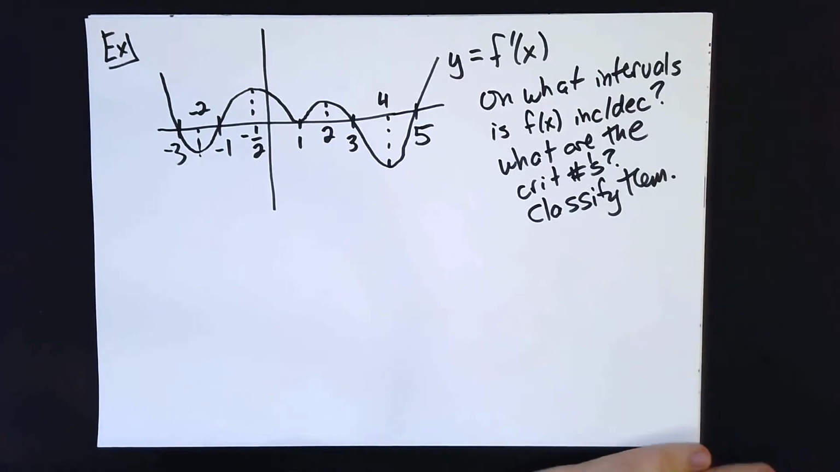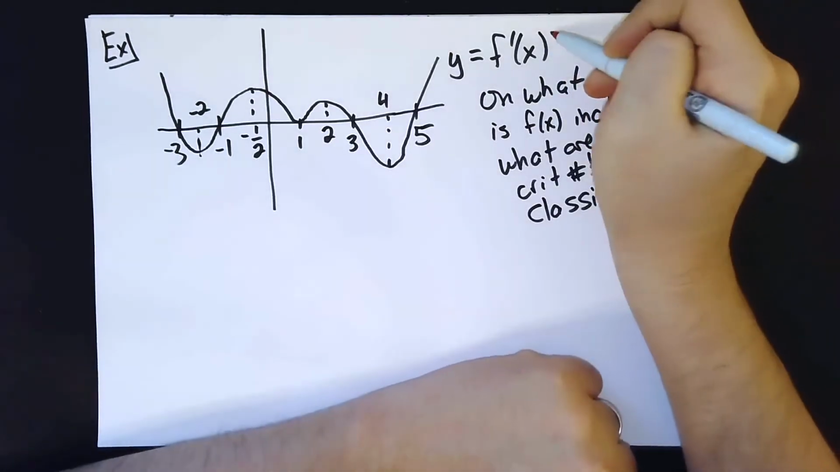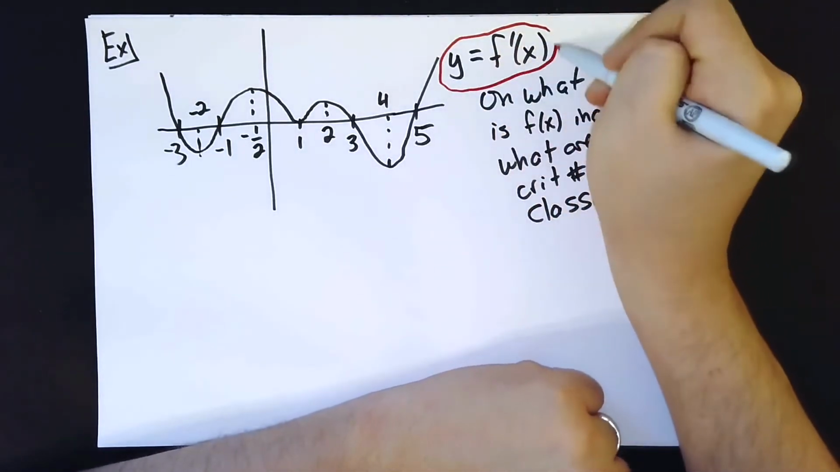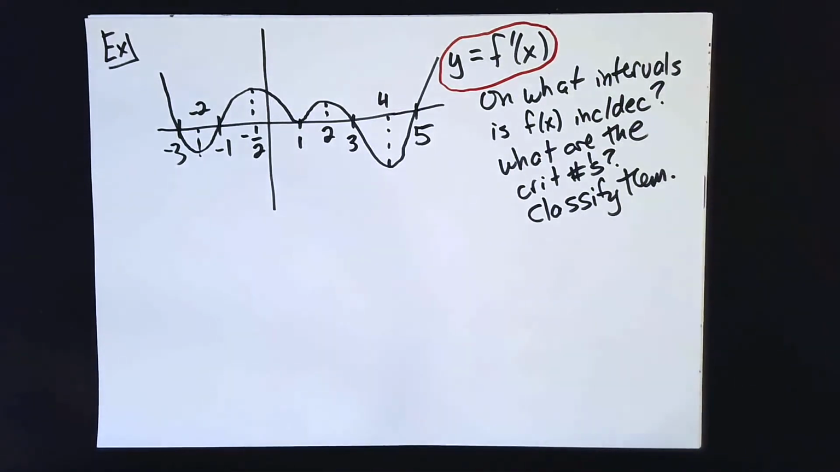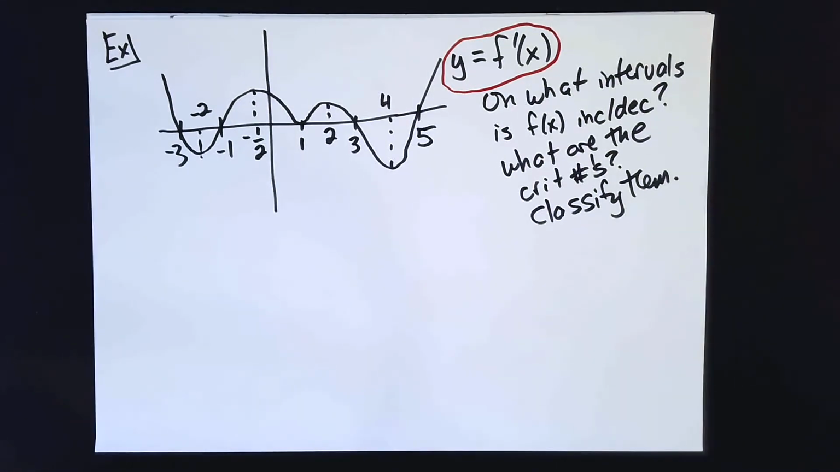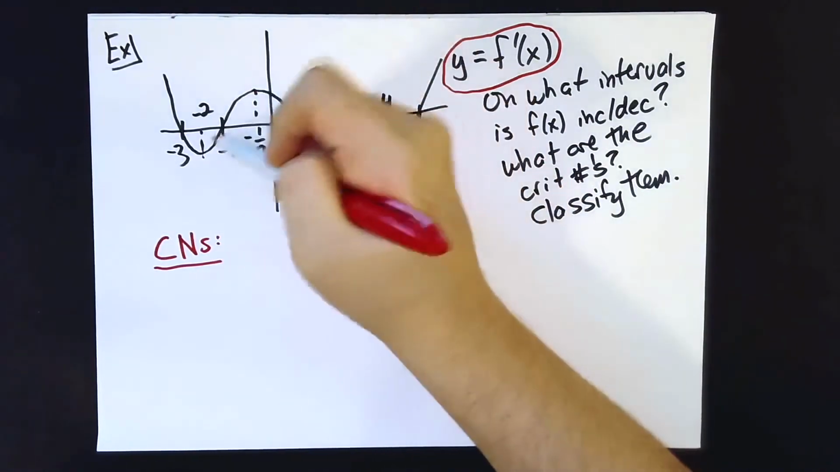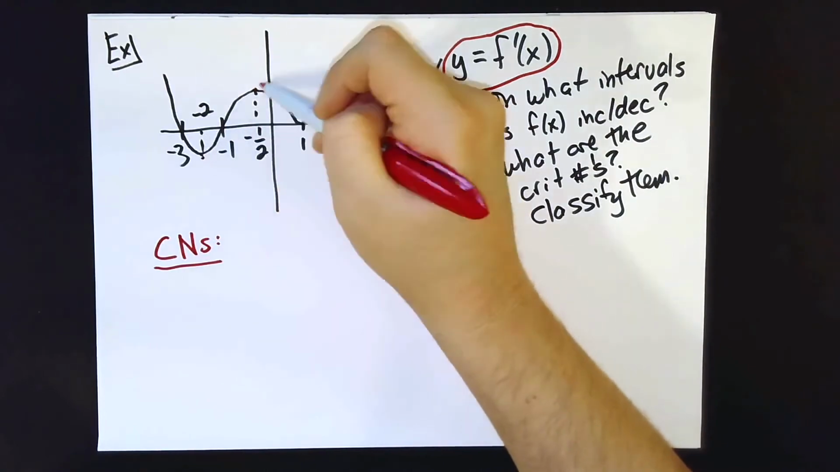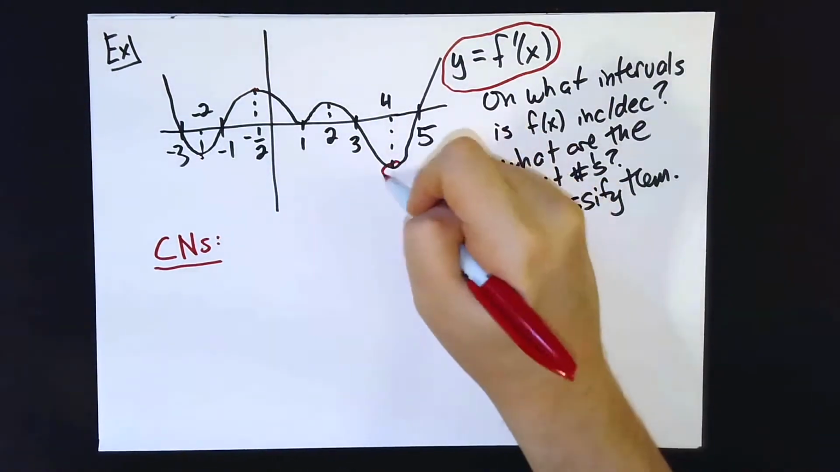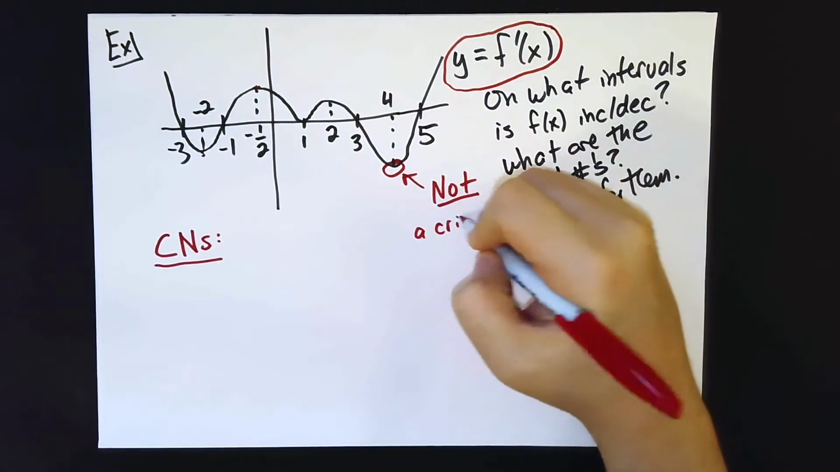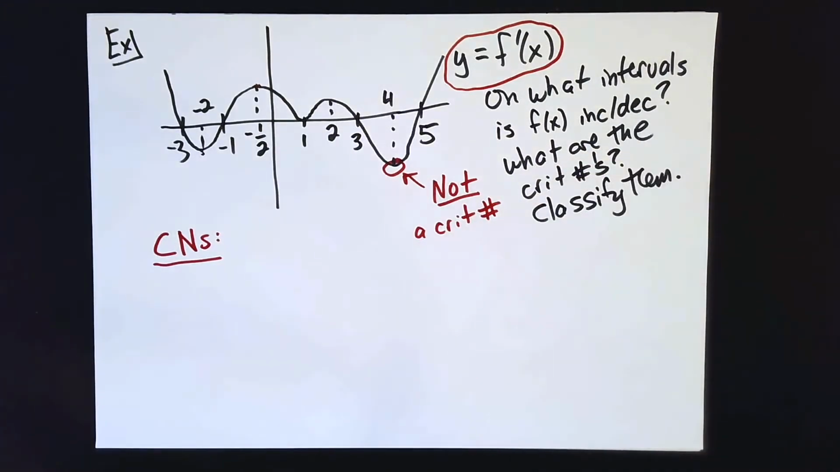But I want to remind you, and this is very important, we're not given a graph of f. We're given a graph of f prime. So we have to be careful when we look for things like what the critical numbers are. Now, your mind might jump to these points as being critical numbers, but those are not critical numbers. Why is that not a critical number? Isn't the tangent line horizontal there?